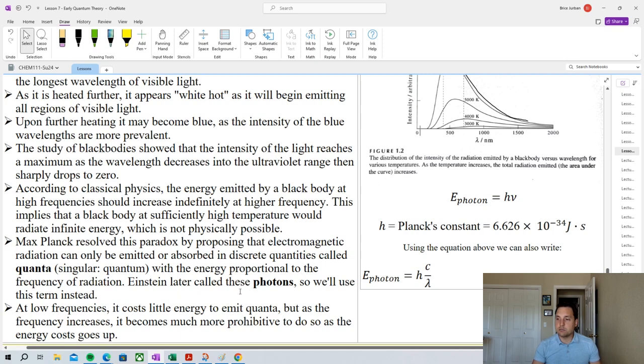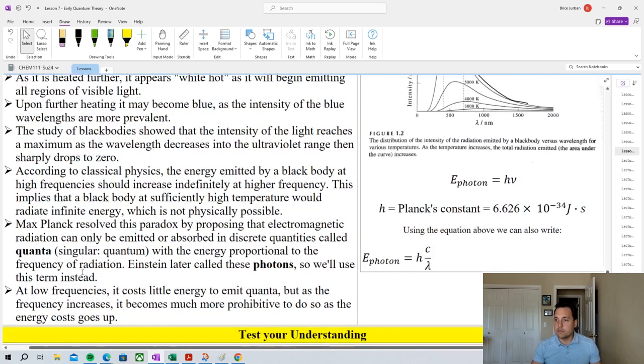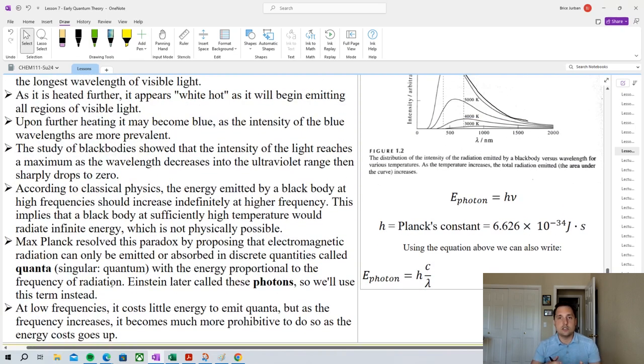And this energy is proportional to the frequency of the radiation that's either emitted or absorbed. And Einstein later called these photons, so I'm going to use that term as well, photons. And at low frequencies, it costs little energy to emit quanta. So it's really easy to emit quanta at low energies.